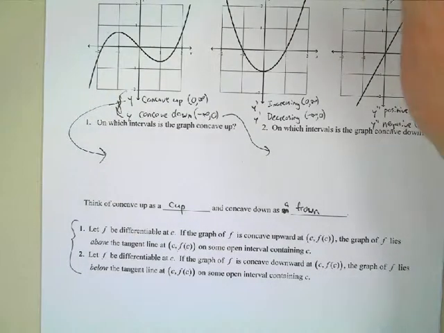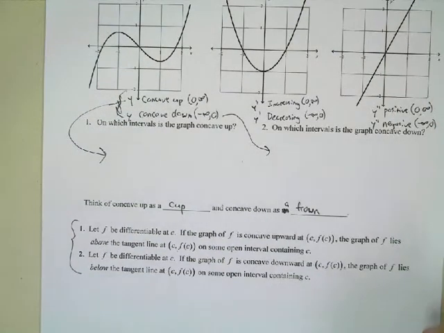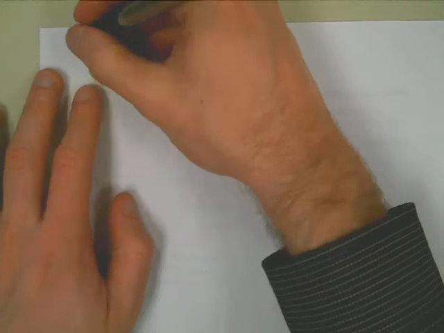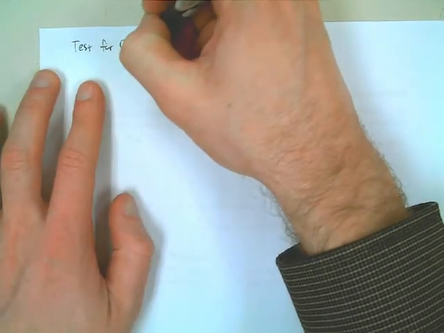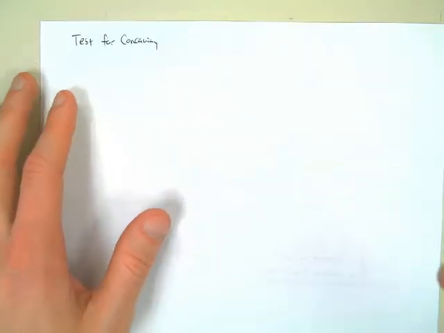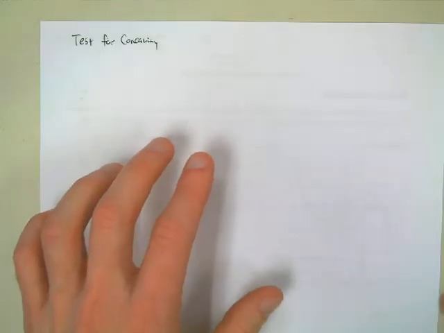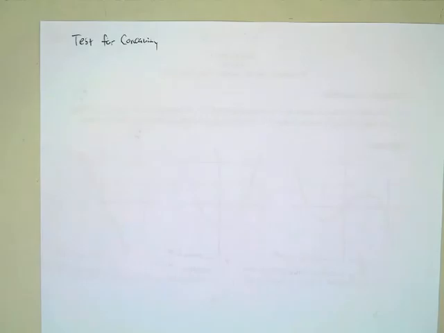All right. Now on to how we're going to be doing that. So that's the concept, the big picture. Let's get more to the nitty-gritty. So the test for concavity. Okay, and this is the second derivative test. Oh, wait, no. Second derivative test is something else. Never mind. I apologize. This is just the test for concavity.